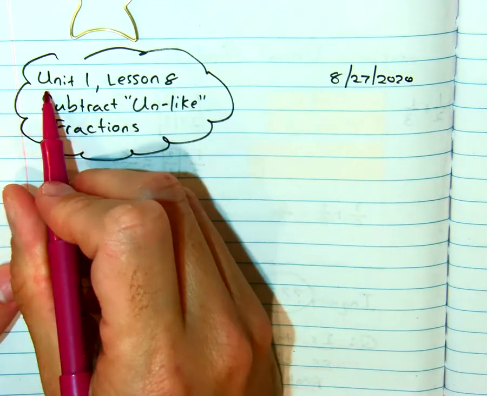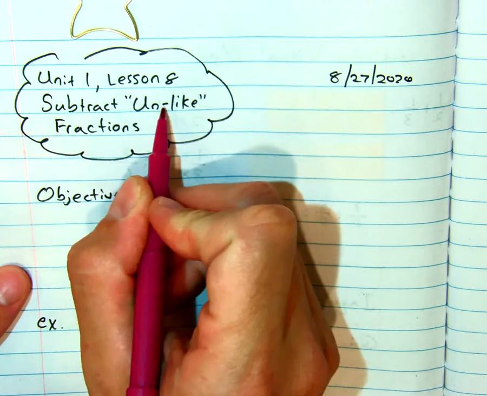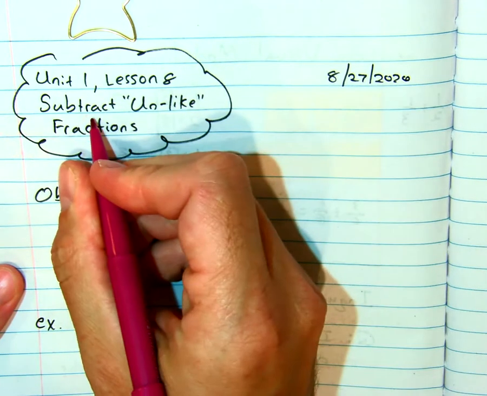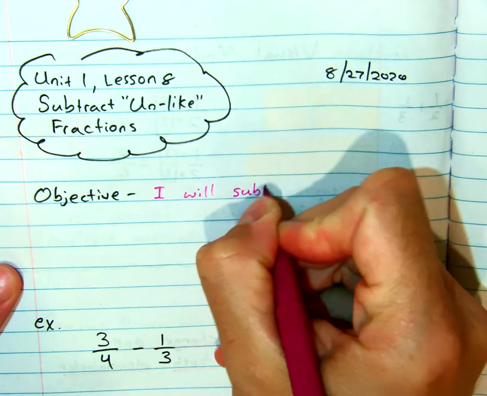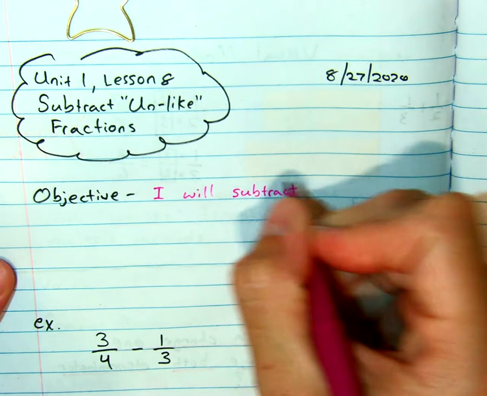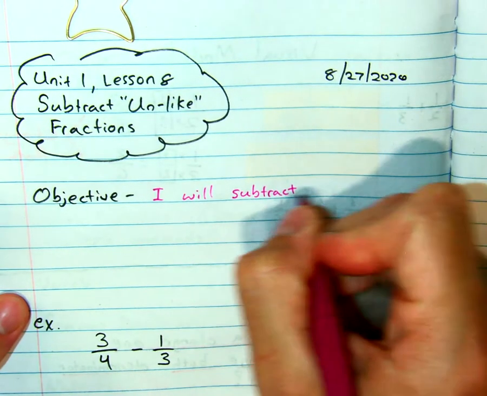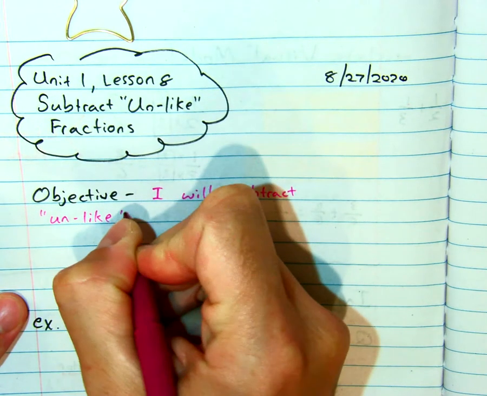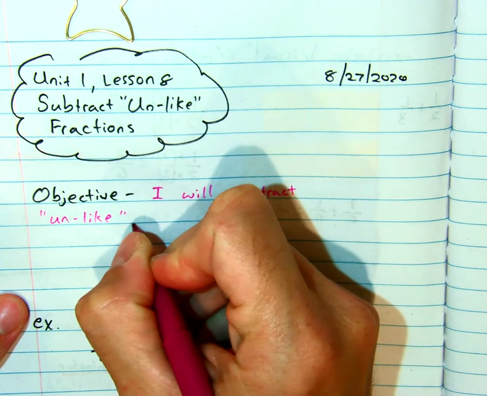Unit 1, Lesson 8, subtract unlike fractions. So I will, what's our verb? Subtract. Take away, find the difference. I will subtract unlike fractions.